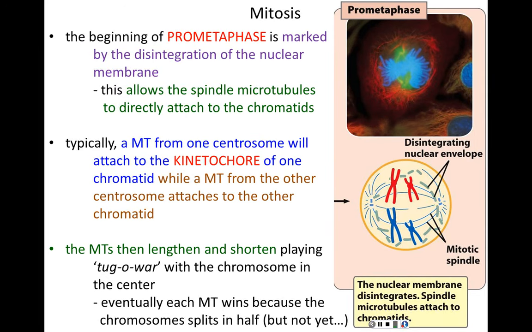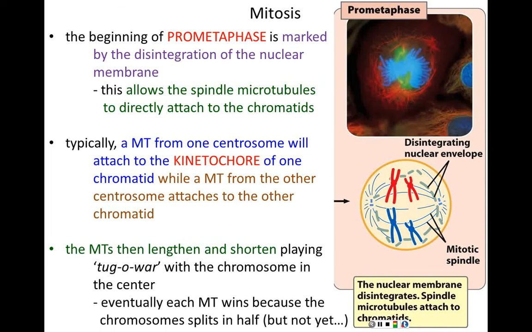Unlike a true tug-of-war game, though, eventually each microtubule is going to win, each centrosome is going to win, because the chromosome can and will split in half. Each sister chromatid will separate. One sister chromatid will go to one side of the cell. That's one green 3 going to one side of the cell. The other sister chromatid will go to the other side of the cell. That's the other green 3 going to the other side.